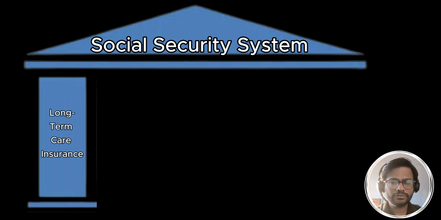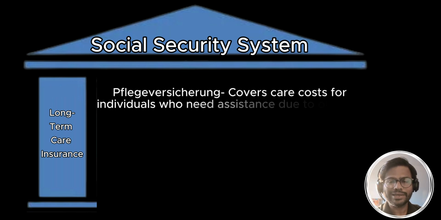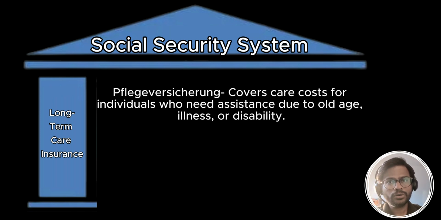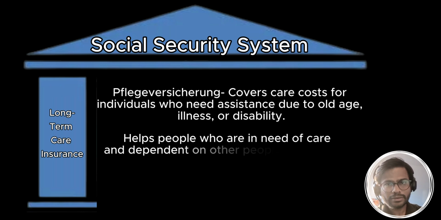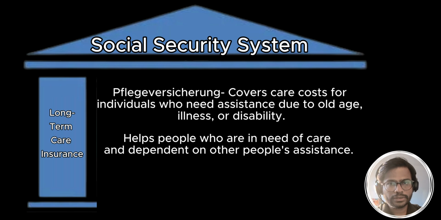This is also known as Pflegeversicherung in German. Basically this covers care costs for individuals who need assistance due to old age, illness or disability. As the name suggests, if you are ill or disabled for a longer period, with a certain amount of disability, say 50% or 90%, and due to which you need nursing support, like nursing homes visiting you to take care of you, or if you are old and dependent on medications or assistance from others, that kind of expense will be covered under long-term care insurance.